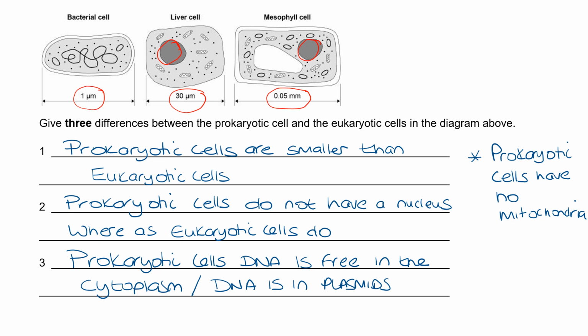Thirdly, in prokaryotic cells, the DNA is free in the cytoplasm, as you can see by this long strand here. And secondly, it also has DNA in plasmids, which are little loops. And then finally, a fourth difference is that prokaryotic cells have no mitochondria. And again, you can see this on the diagrams. Both the mesophyll and the liver cell have mitochondria, which is always represented by this oblong shape with a little wavy line in it.